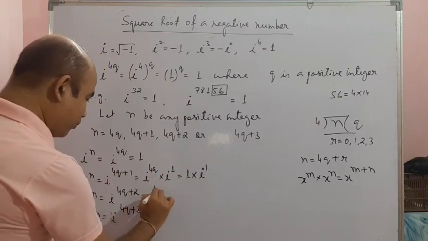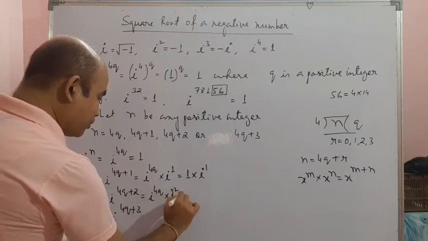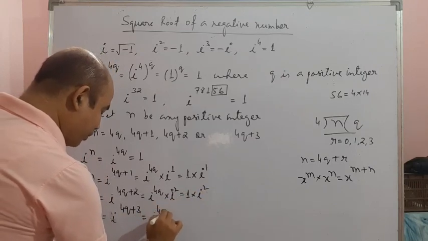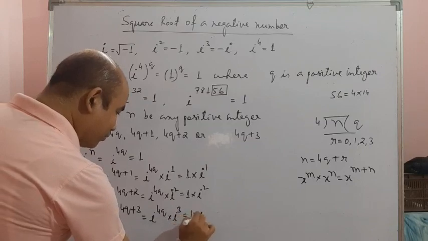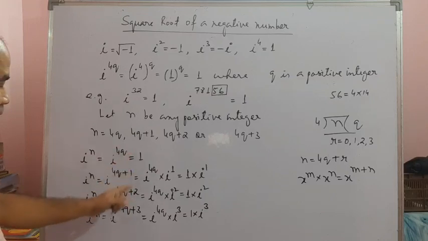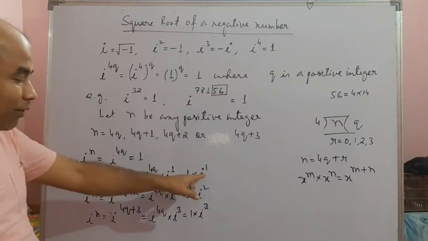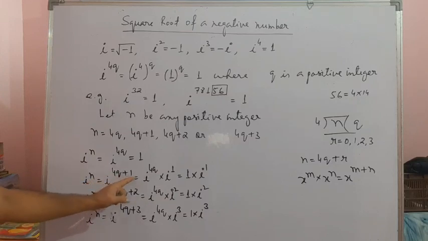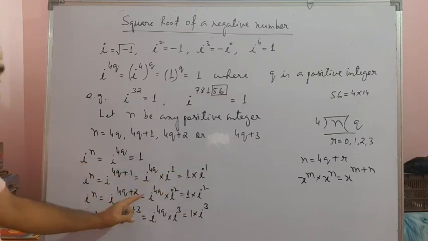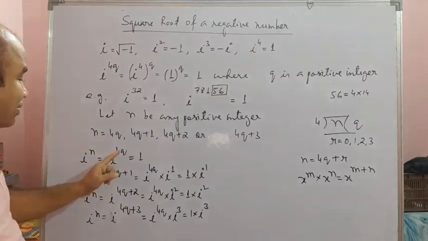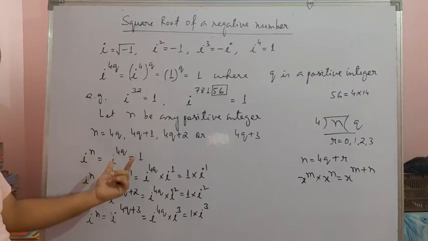Similarly, it will be i to the power 4q into i to the power 2, so 1 into i to the power 2. It will be i to the power 4q into i to the power 3, so 1 into i to the power 3. That means, just observe one thing: when you divide the power of i by 4, you get remainder 0, 1, 2, 3. The power of i is nothing but the remainder when you divide n by 4. If the remainder is 1, then i to the power 1. If the remainder is 2, then i to the power 2. If the remainder is 3, then i to the power 3. And if the remainder is 0, then i to the power 0 actually, and anything to the power 0 is 1.